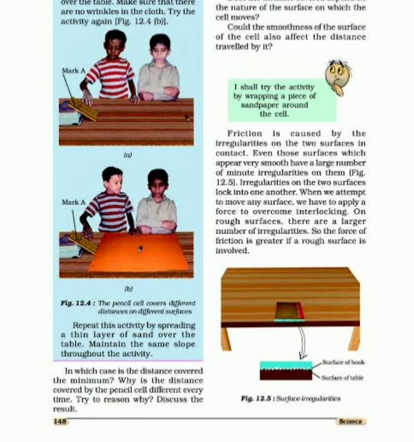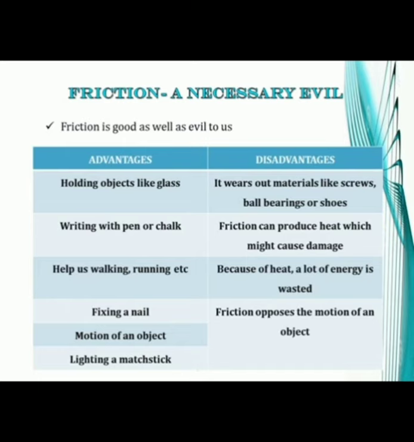Now next we are going to discuss friction, a necessary evil. See the picture, friction, a necessary evil. Friction is good as well as evil to us. Okay, first you are going to see the advantages. What is the advantage of friction? First thing, holding objects like a glass. See, you can keep the glass using friction. Next point, writing with a pen or chalk. While using a pen or pencil, you write the words with friction.